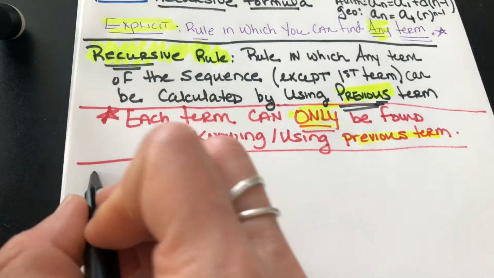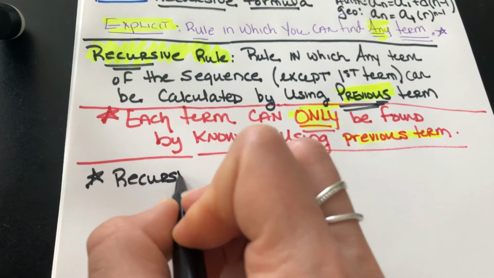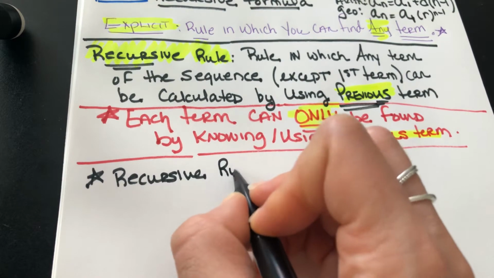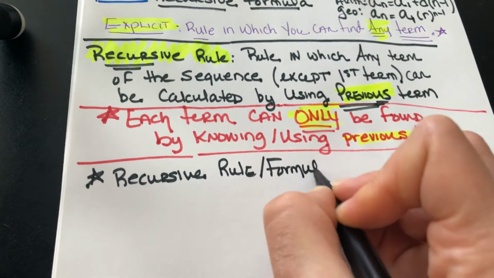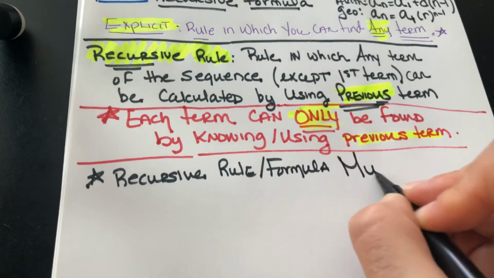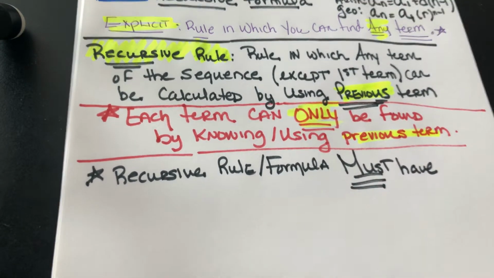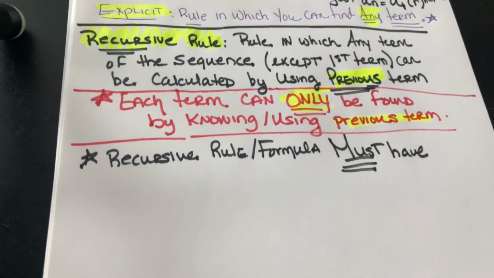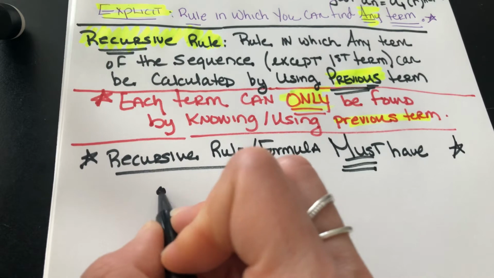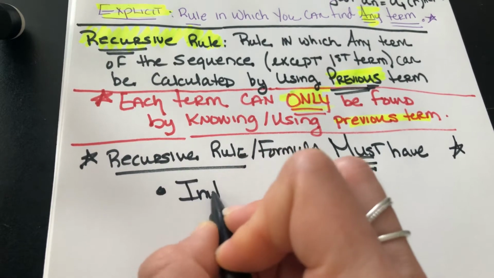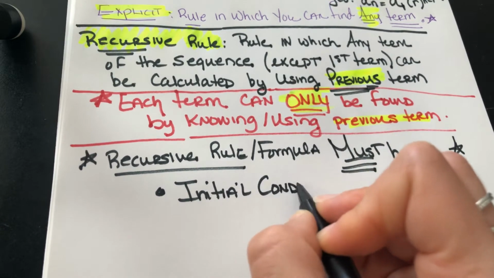So let's write this down. This is very important. Our recursive, you could say rule or formula, must have two things for us. So again, very important. The recursive has to have these two things. The first thing it has to have is what we call the initial condition.